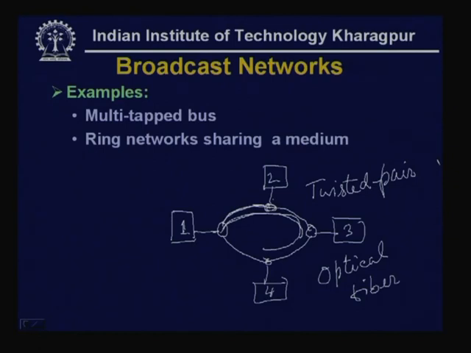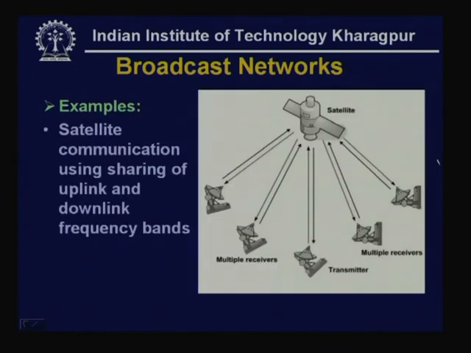This is another example of broadcast networks. Third example is satellite communication. Here we see that sharing is being done by using uplink and downlink frequency bands. For example, as you can see, each ground station is communicating with the help of a transponder, and there are two frequencies, one is uplink frequency, another is downlink frequency. You can see the uplink frequency is being shared by all the users for communication with the satellite. On the other hand, the downlink frequency is broadcast, it is going to all the ground stations.